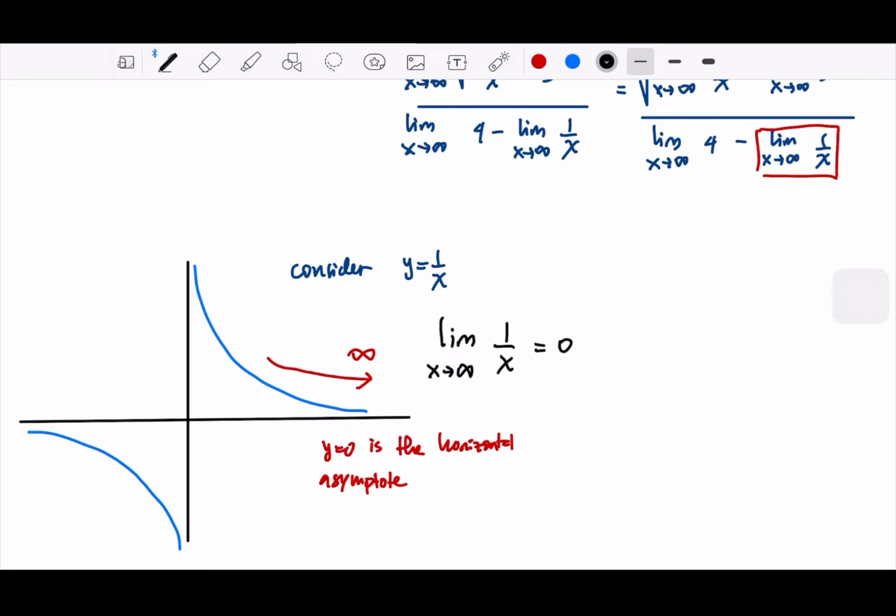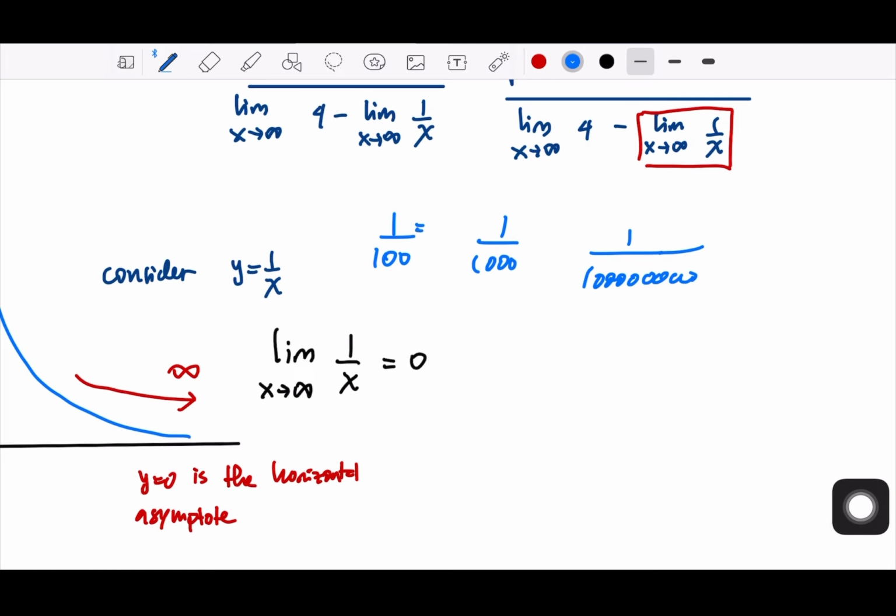We can also take some small proof: if we take 1 over 100, 1 over 1000, and increase the numbers until they become really, really large, for example this is 0.01, this will be 0.001, and this one will be 0.00 something. So the larger the number on the denominator, the closer the result gets to zero, right? So this is kind of intuitively defined, okay? That's what happens here.